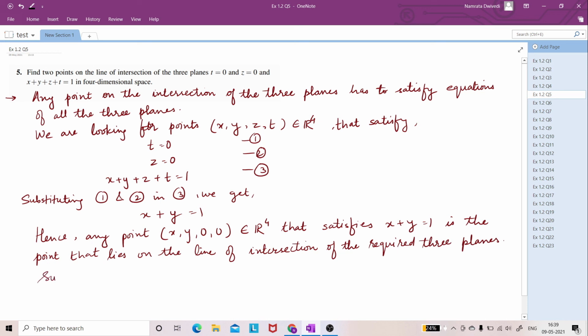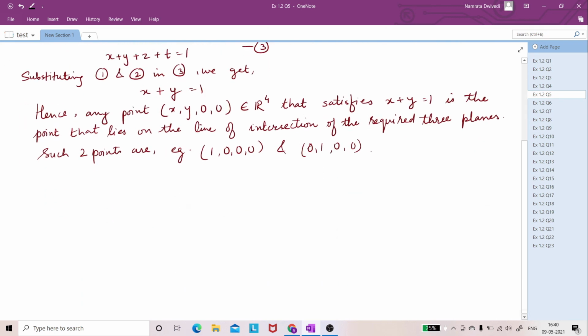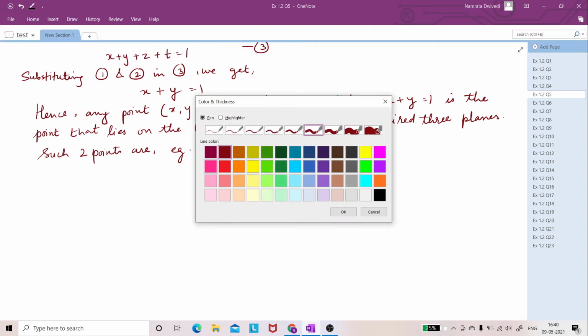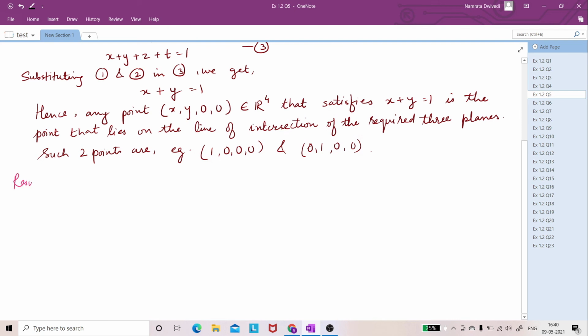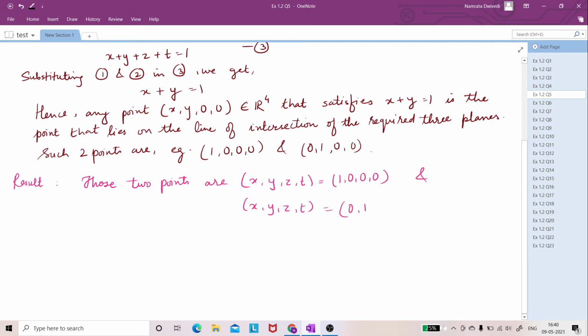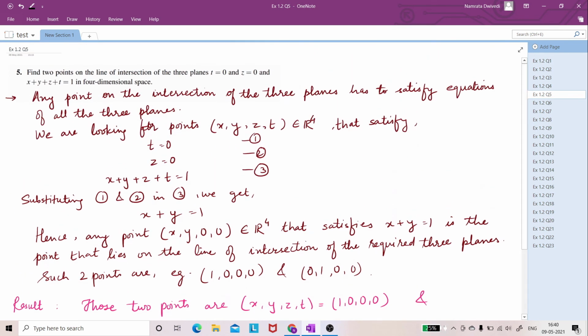Okay. So such 2 points are, let's take an example, 1 0 0 0 and 0 1 0 0. You can also come up with any other examples. So what's the final answer? I'll just write it. So the result is those 2 points are x, y, z, t equals 1 0 0 0 and x, y, z, t equals 0 1 0 0 based on the result we have found. So we have solved question number 5 as well.